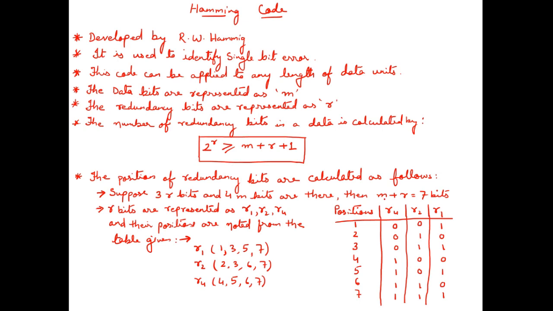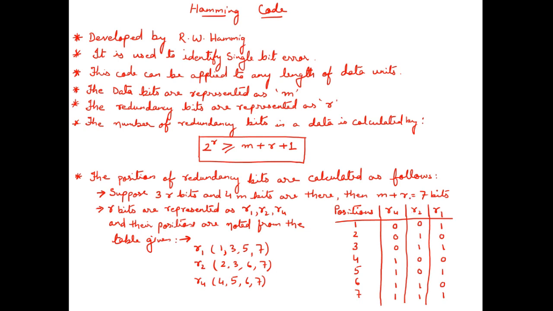So if I have total 7 bits to be transmitted, then r bits are represented as r1, r2, r4, in powers of 2. For example, the next r bit will be r8: 1, 2, 4, 8, 16, 32. In this way it will go on increasing. But here I need 3 r bits, so I have taken r1, r2, r4. This example is just to show you the groups of r. Whether it is 3 bits, 4 bits, it depends purely on the questions given to you, right? So here I have taken r1, r2, r4, and then I have taken another position as 1, 3, 5, 7; 2, 3, 6, 7; 4, 5, 6, 7. So how am I getting these positions?